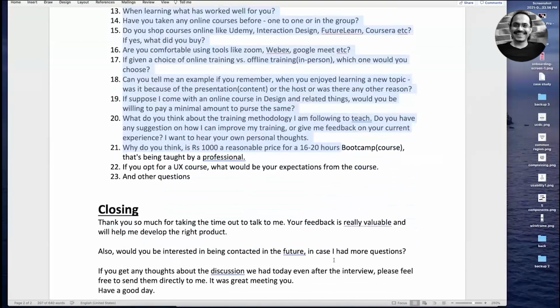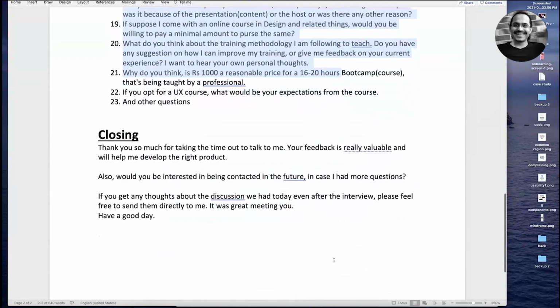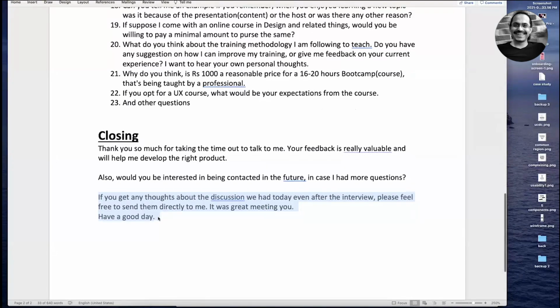You should ask these questions, and once you are done asking all of them, you can close it. Whenever you're closing, close it nicely. Thank him, and tell him that his valuable feedback will really help in building the right product. And if there is a need, you can contact them. If you have a gift for them, do give them the gift and thank them again, and so on.